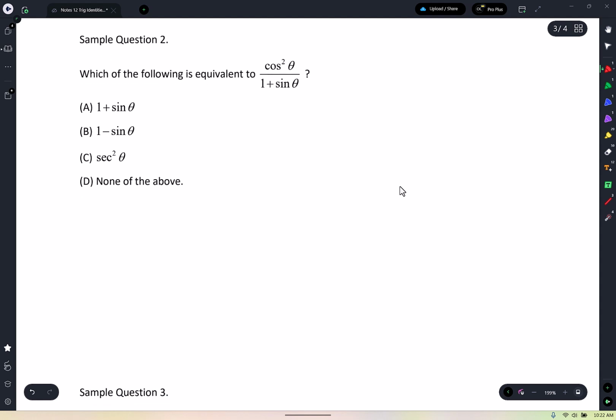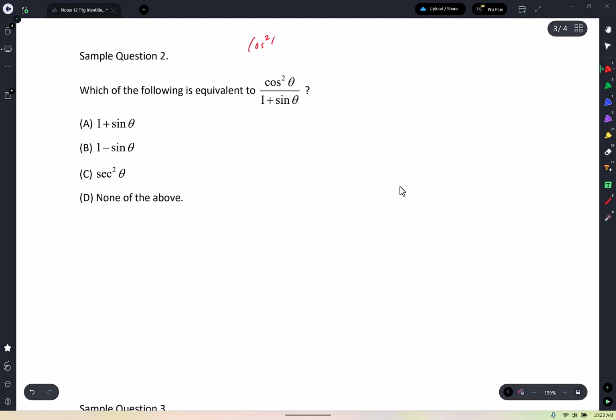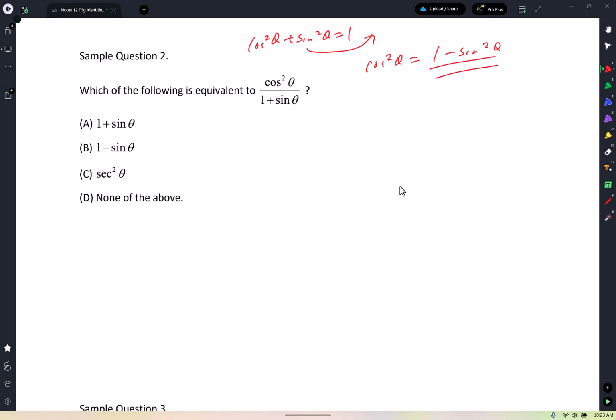All right, continuing. Which of the following is equivalent to this? So you see it and you're probably like, I don't know what to do. I don't know what my first move is. All right, guys, the first move, come on, let's focus. The first move is that cosine squared. We know that cosine squared plus sine squared equals 1. So all you got to do is move that sine squared to the right. Cosine squared theta equals 1 minus sine squared. So you're going to put that in terms of cosine squared. So I'm going to write 1 minus sine squared over 1 plus sine theta.